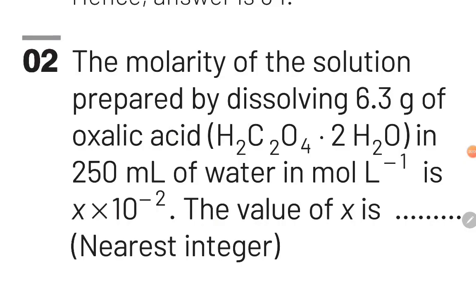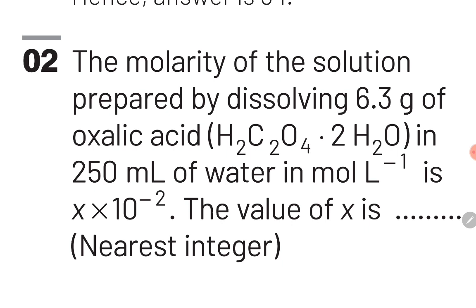Yes students, the 14th question of the chapter is, the molarity of the solution prepared by dissolving 6.3 grams of oxalic acid given by the formula H2C2O4.2H2O in 250 ml of water in mole per liter is x into 10 raised to minus 2. The value of x is.